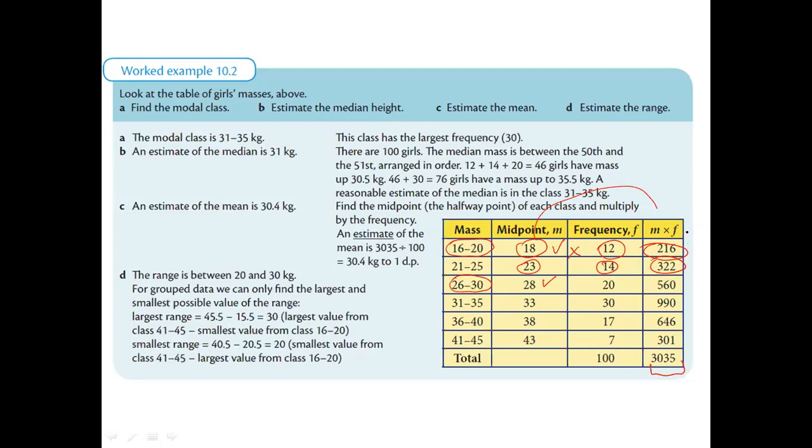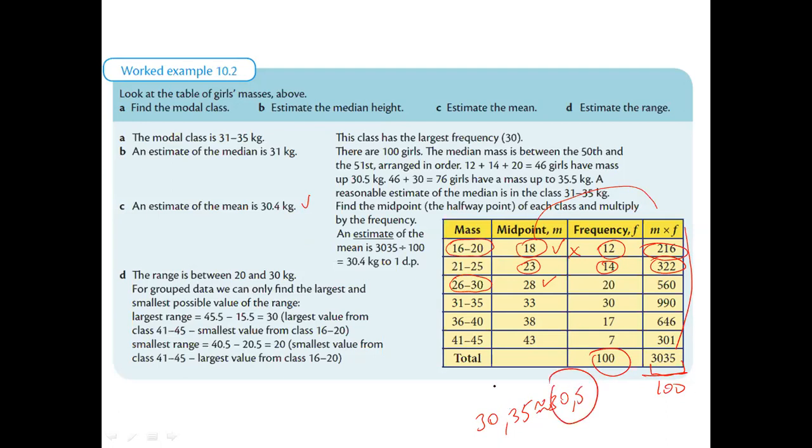Mean was, first of all, the sum of all numbers divided by how many students: 100 students, which is equal to 30.35. Am I right? 3035 divided by 100 is equal to 30.35. But here, the answer is 30.4. Why?